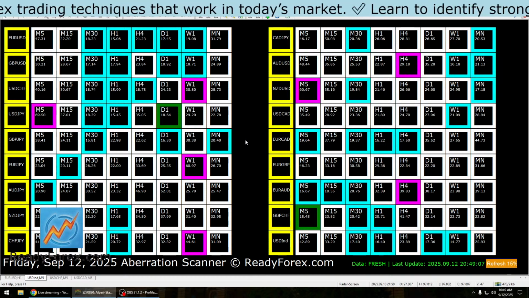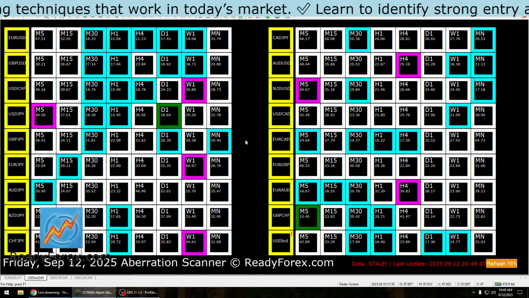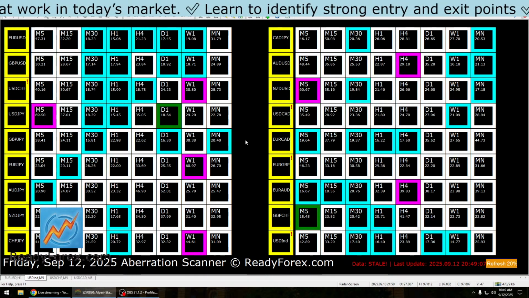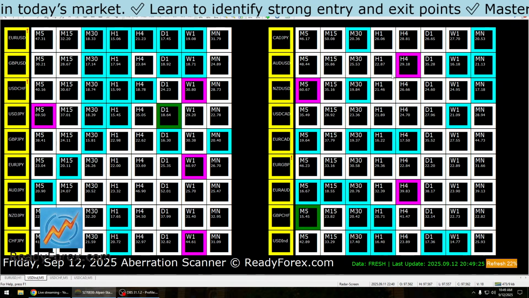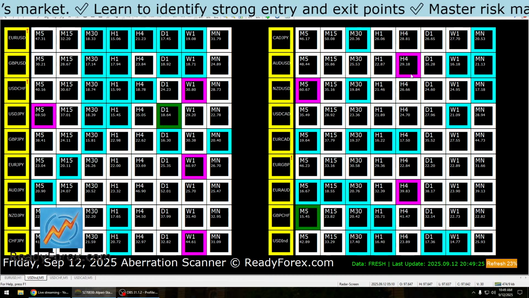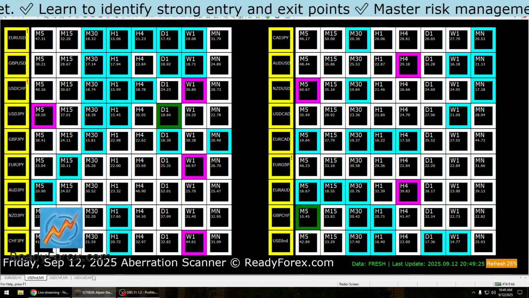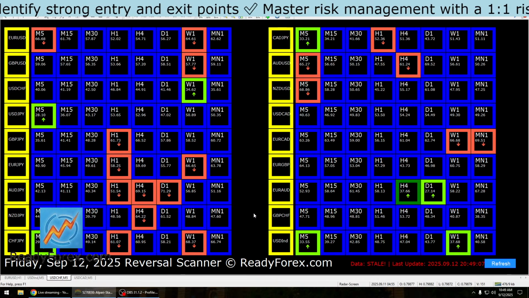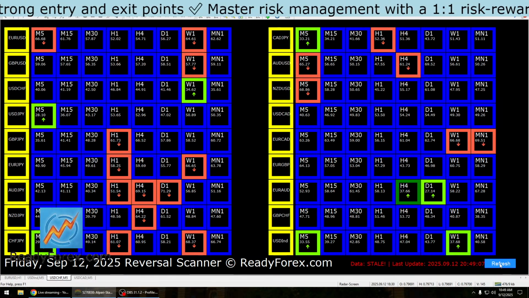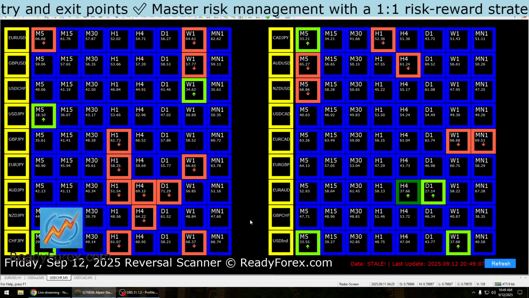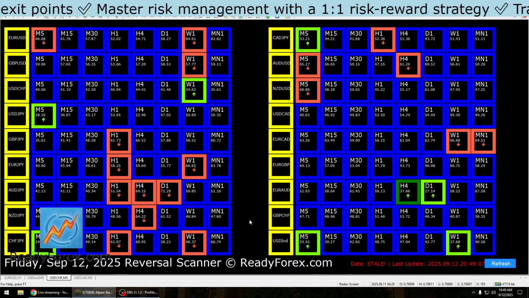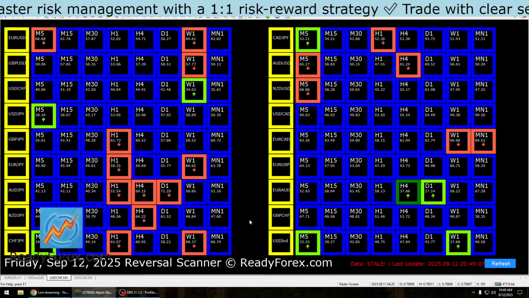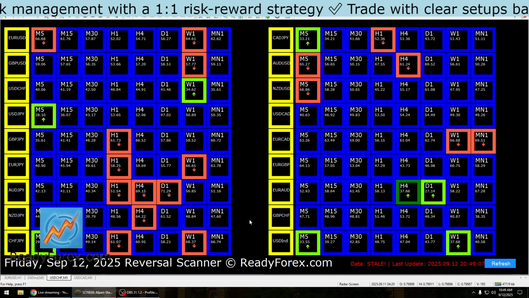Right now, most of these pairs are trying to move inside a trading range, and especially the Aussie dollar is showing some signs of strength over here. So Aussie dollar is actually going up. Let's go over to the reversal scanner, see what's going on. Okay, the way I see, Aussie dollar kind of looks bullish. Euro AUD is falling down.